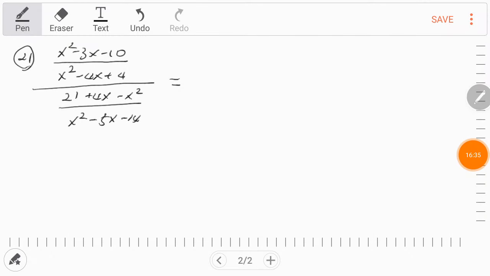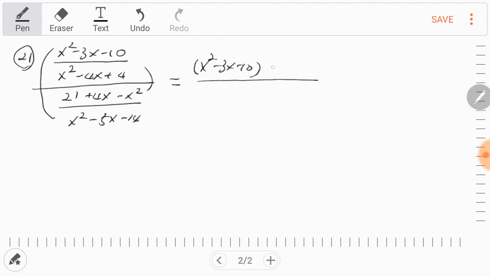Okay, let's simplify this complex fraction in exercise 21. So we're going to write using PUPI. So write a product of outside expressions: x squared minus 3x minus 10 times x squared minus 5x minus 14 over x squared minus 4x plus 4 times 21 plus 4x minus x squared.